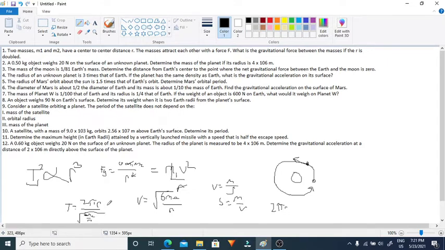The period equals 2 pi r over root G times mass of the planet over r. And so I'm going to simplify this as 2 pi r times root r over root G m of the planet, which r times root r is just going to be r to the 3 halves. But I'll leave that there right now. So now all we have to do is plug in numbers.